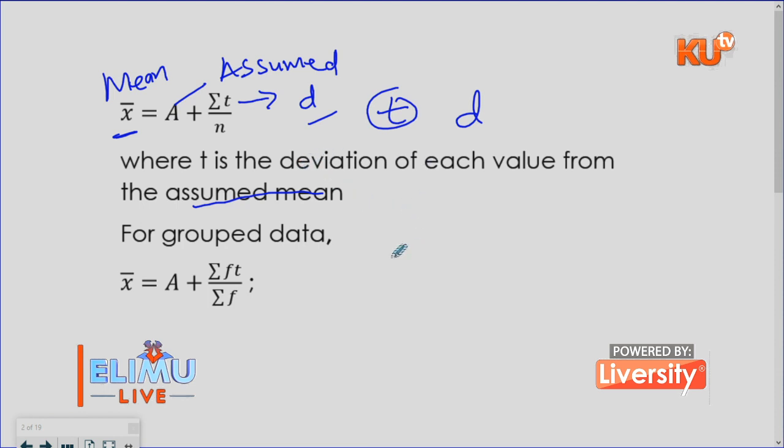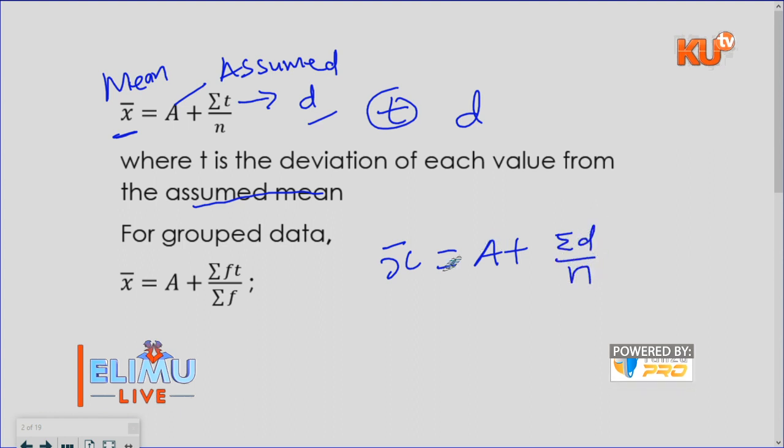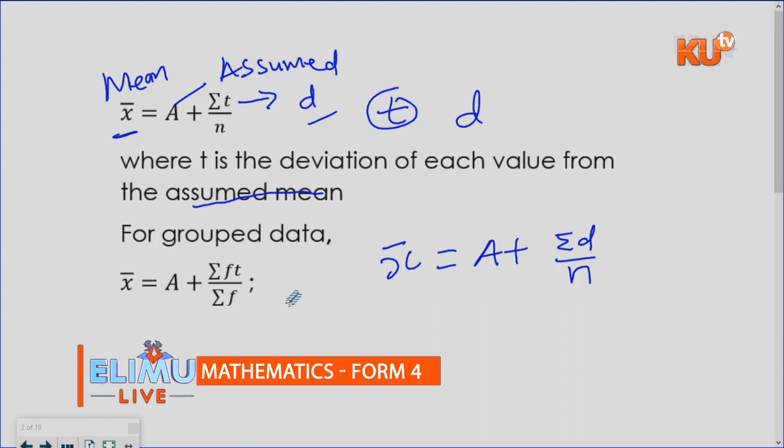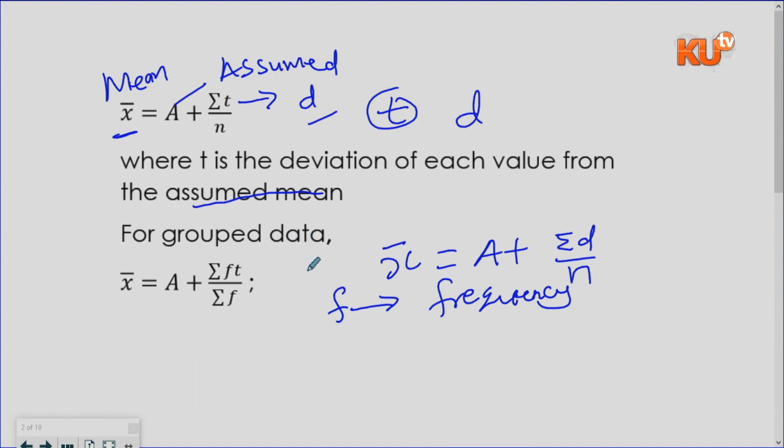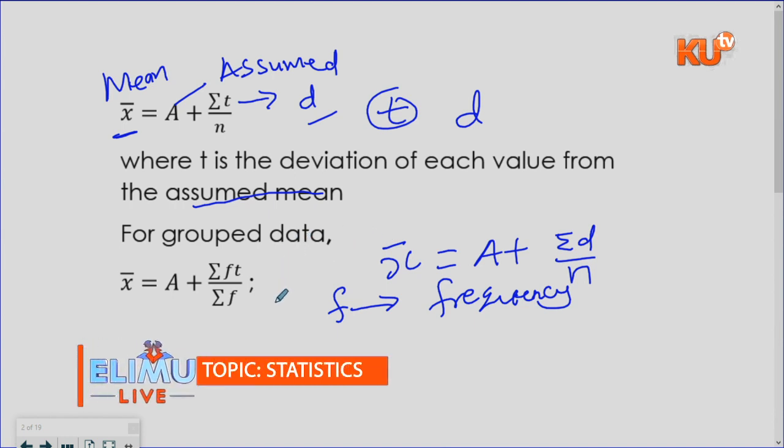Because if we are using D, it will be x bar, which is mean, equals to assumed mean plus the summation of D over N, where N is the number of data items. So for grouped data, whenever we are saying grouped data, it means we have frequencies. So we have F. That F there means what? Frequency. So you need to be very careful. Are you using grouped data or ungrouped data? Any data where there are frequencies.